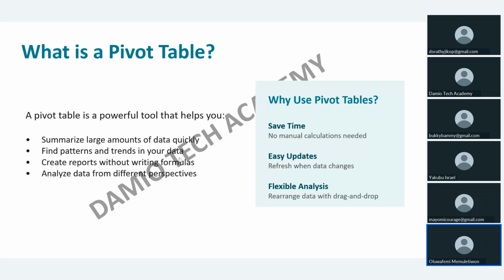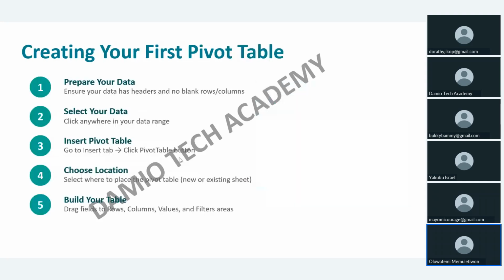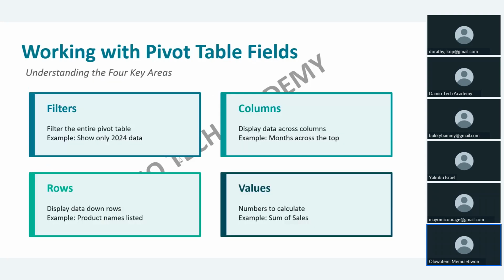So you can just click the command, that is what I want it to do, and it does it for me straight. Remember, I told you that you might not really understand this now until we get to pivot table. For those who want to go through this, I've given us a step-by-step guide on how to build a pivot table. And these are the four major areas when working with pivot table. We have the filters, the columns, the rows, and the values.